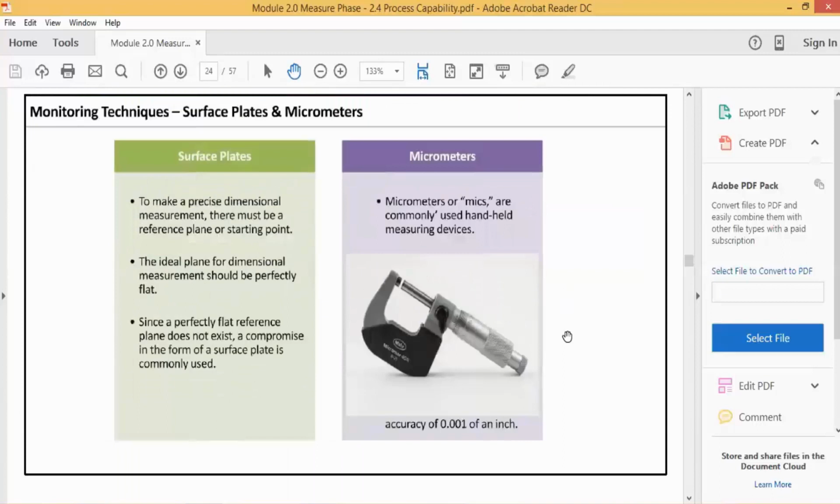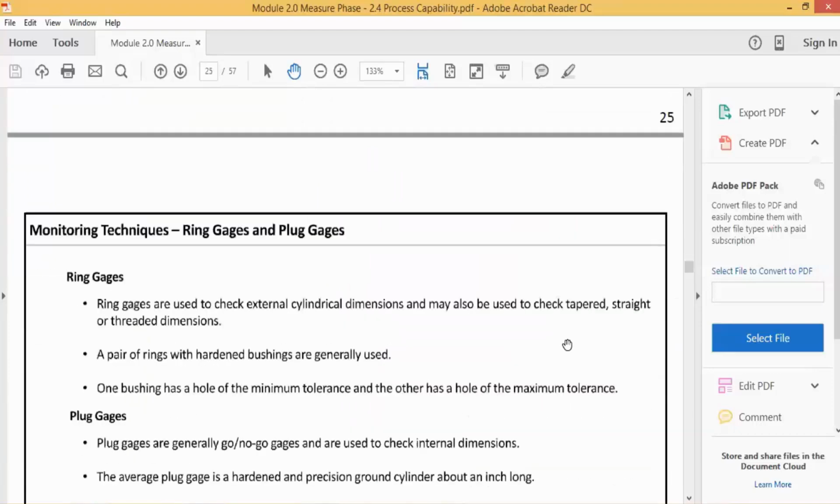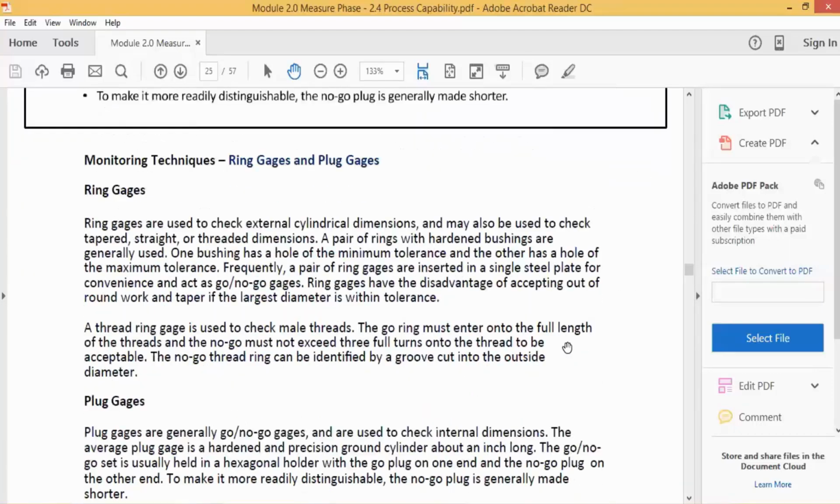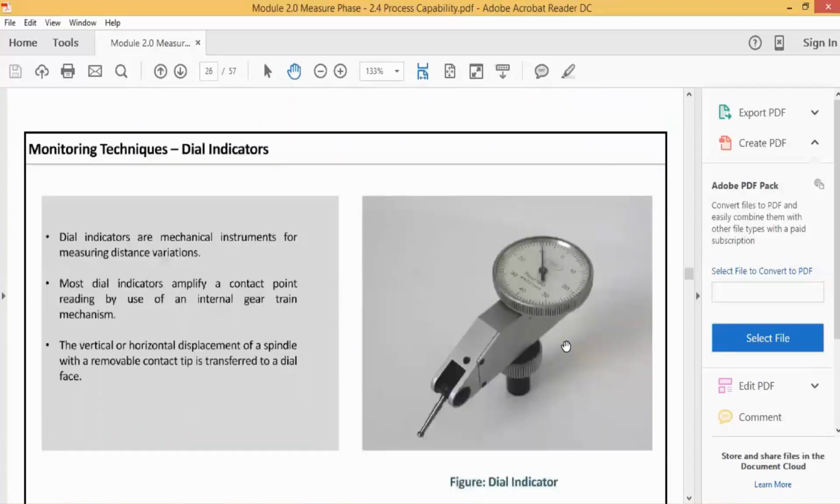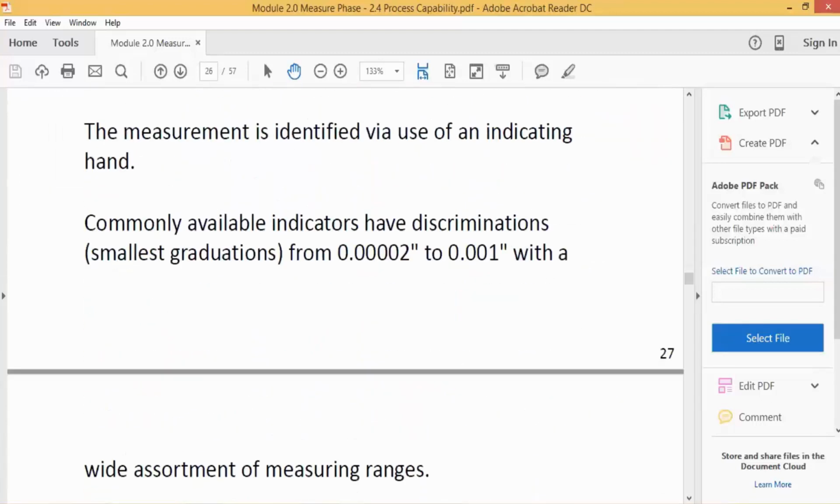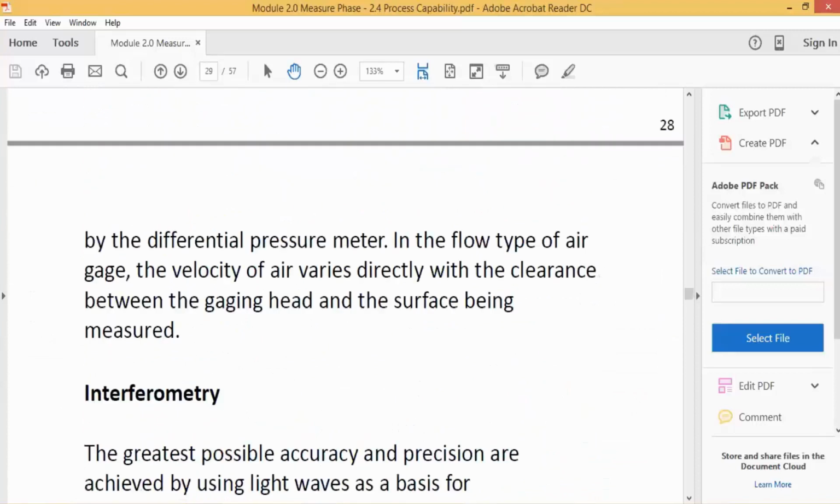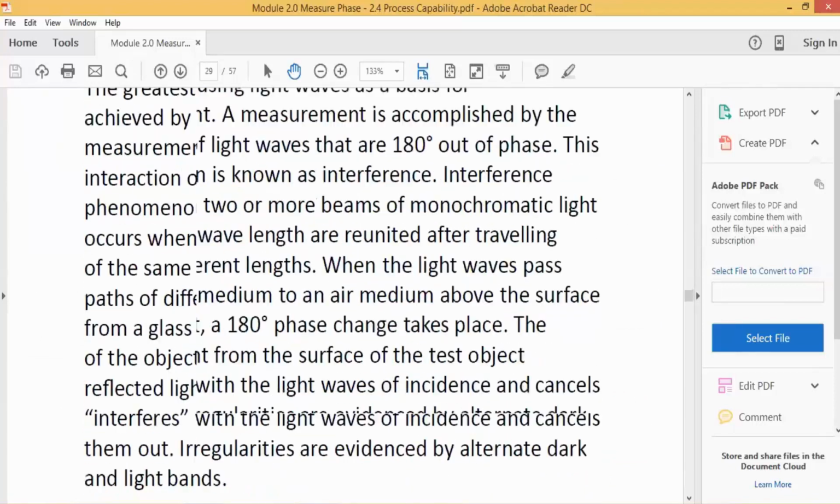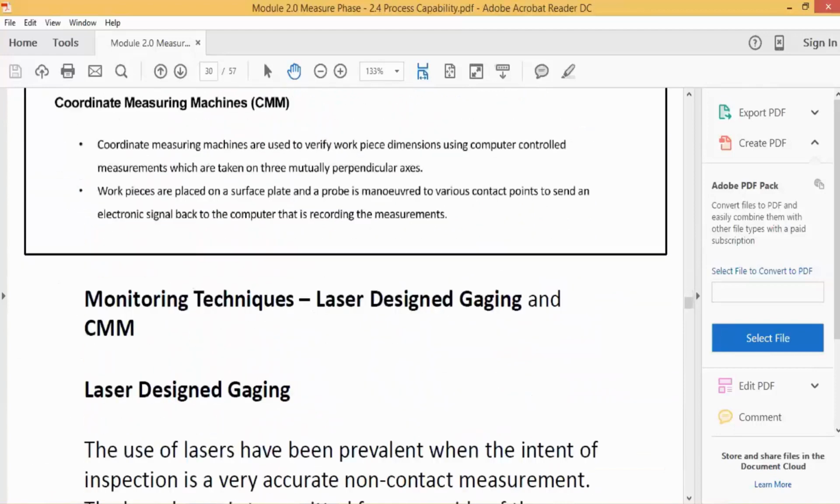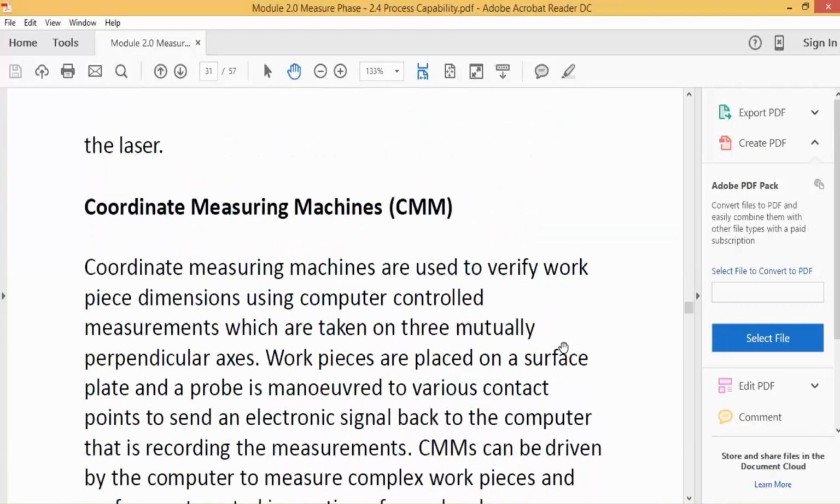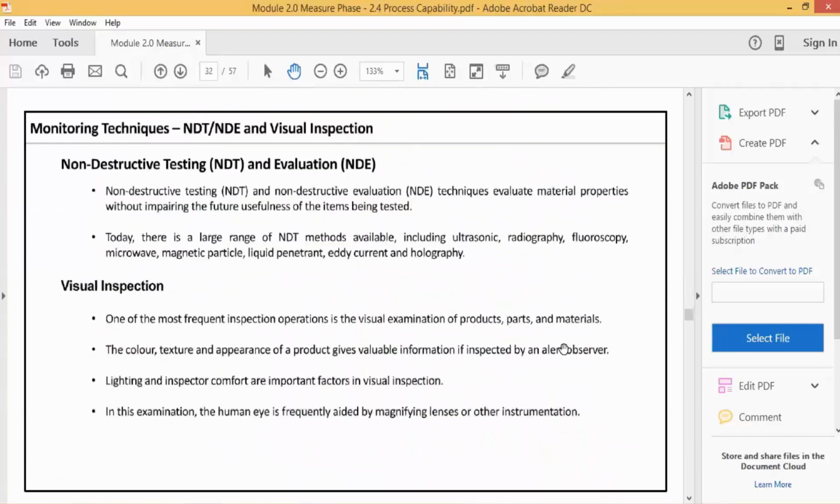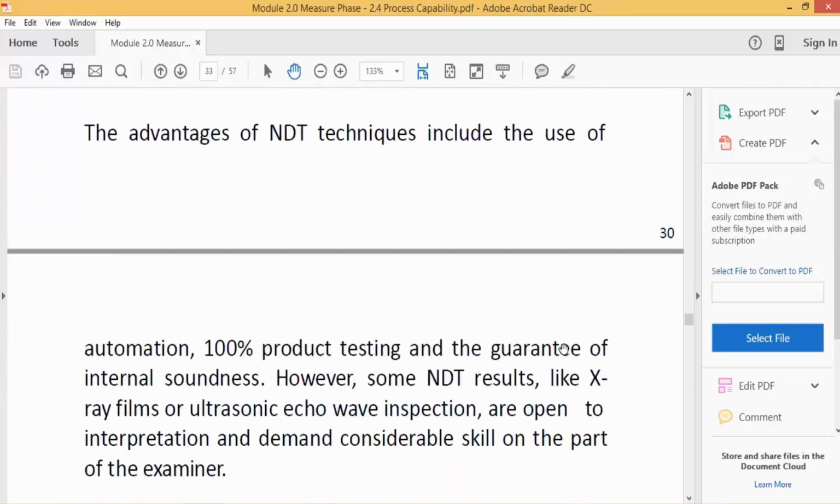This is a micrometer. Then there are ring gauges, plug gauges. All these are used in factories. You can go through this slide, it is very self-explanatory, and you can understand this. Only some questions will be asked in the examination from the slides. All these machines will not be asked in the examination. Interferometry will not be asked at all. Whatever is mainly required, I'll show it in the template. So these are not much required. Non-destructive testing is also not asked in the examination.